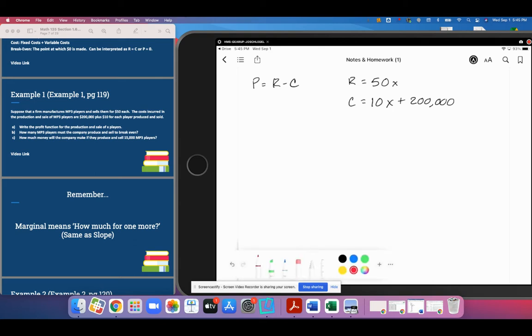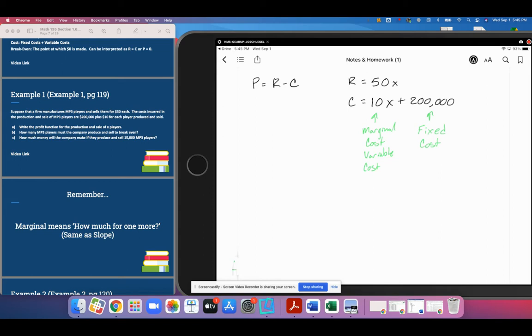So if we were to look at this and define this cost function a little bit for our benefit, we would see that the 10 is marginal cost, or something that we could also refer to as variable cost. And we would see that this 200,000 over here is what we would call fixed cost. So the fixed costs would be things like the rental of the building, paying the electricity every month, the purchase of the materials to make the MP3 players, that sort of thing.